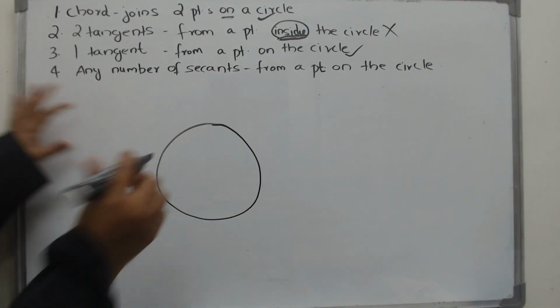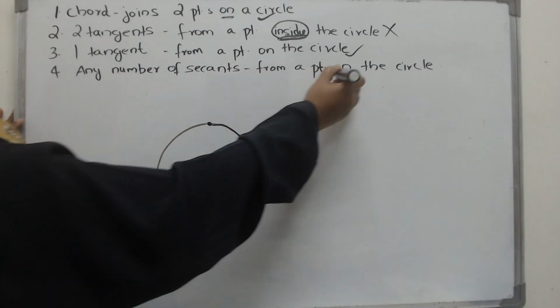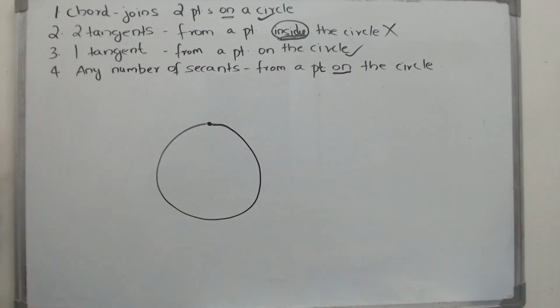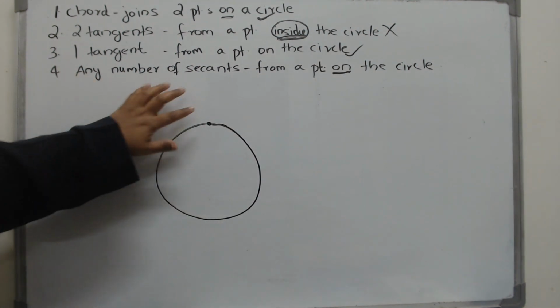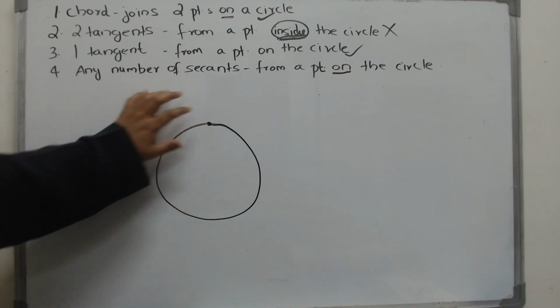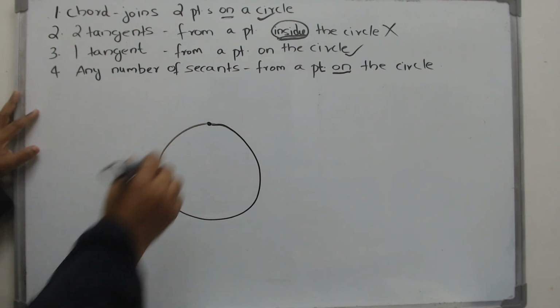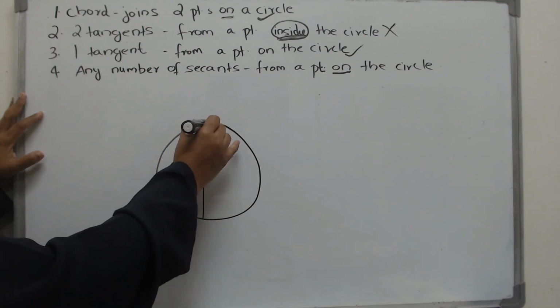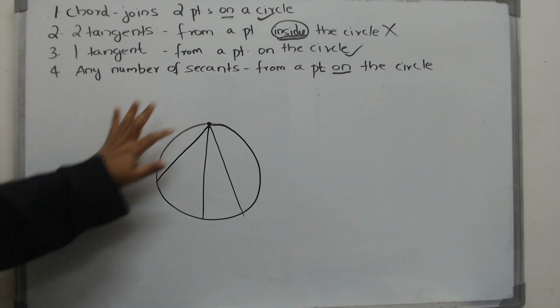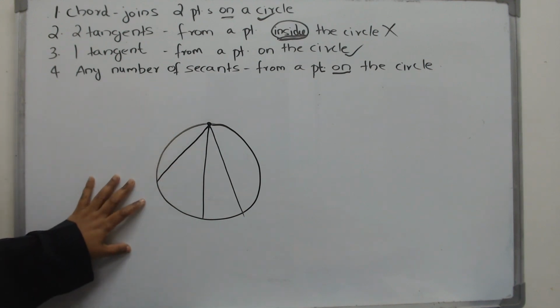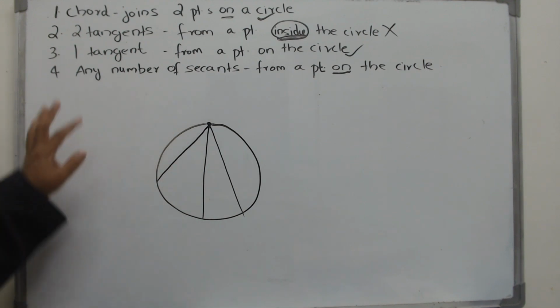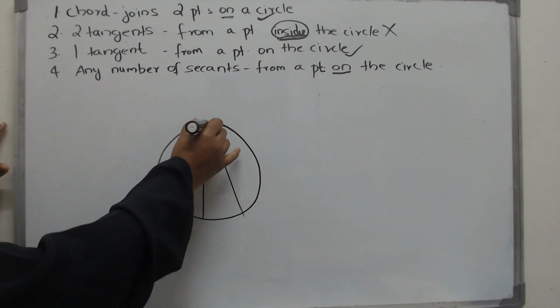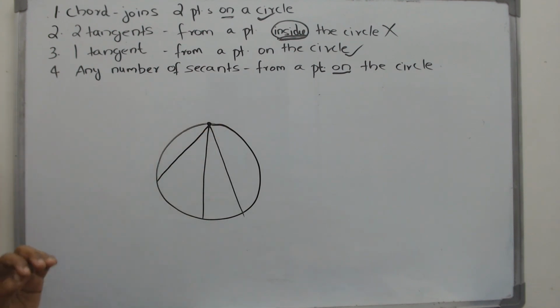Now from any point on the circle, as I said, keep an eye on the prepositions: on the circle. From any point on the circle, how many secants can you draw? Any number of secants. What is special about the secants? It has to intersect the circle at 2 distinct points. Do you see that? Yes. Any number of secants is possible from a point on the circle.